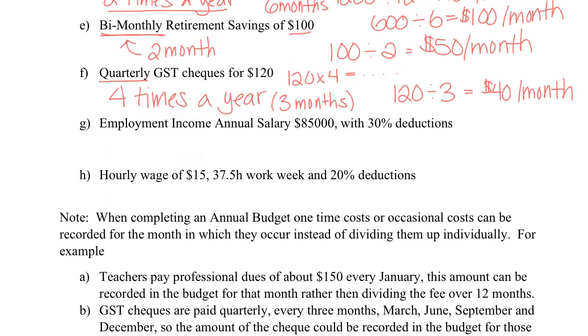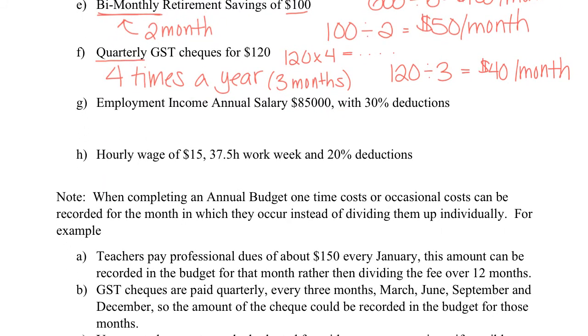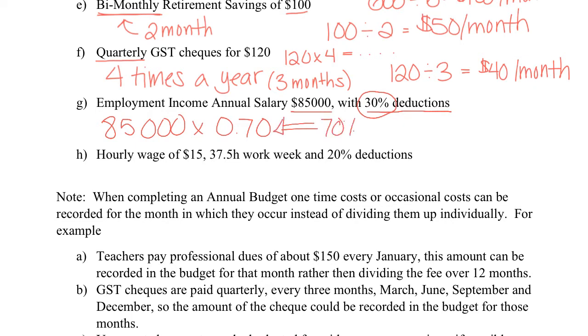Okay, next up we have employment income. So this is the income that we make for employment. And we have $85,000, but we also have 30% deductions. So I'm going to go ahead and take off those deductions first. So if I am removing 30%, that means I want to keep 70% of the 85,000. So I'm going to take this 85,000 and multiply it by 0.70. So remember, this 0.70, that's 70%, okay? And so that's the amount of money that I get to keep.